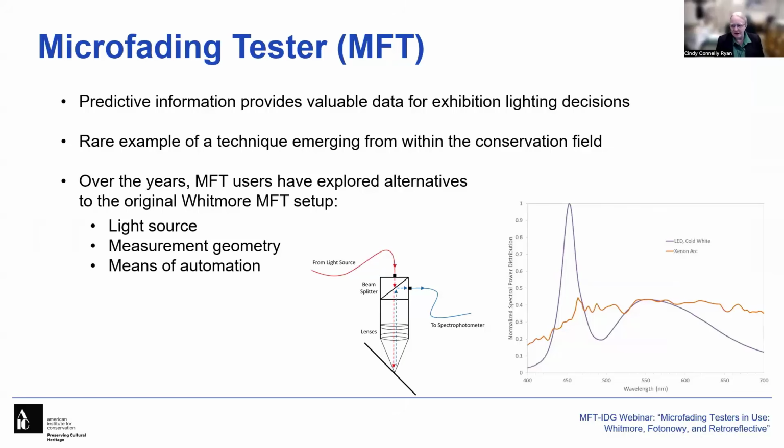And in the decades that it's been in use, a number of alternative setups and iterations of the instrumentation have been evolved from that original Whitmore design, changing either the light source, the measurement geometry, aiming to make things more portable, easier to use, semi-automated, contact probes, but all following the same basic principles of operation.